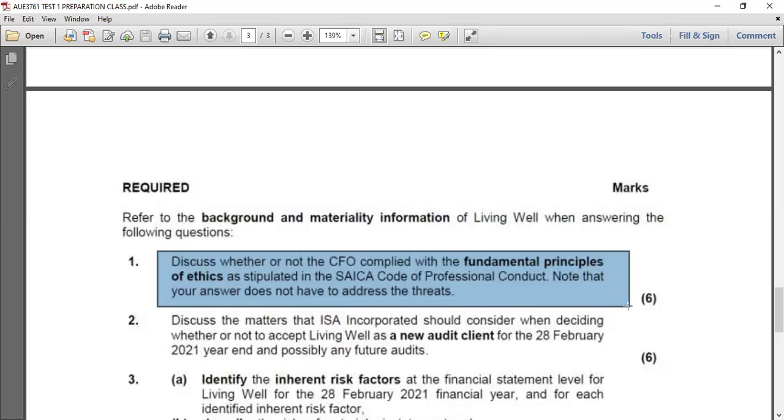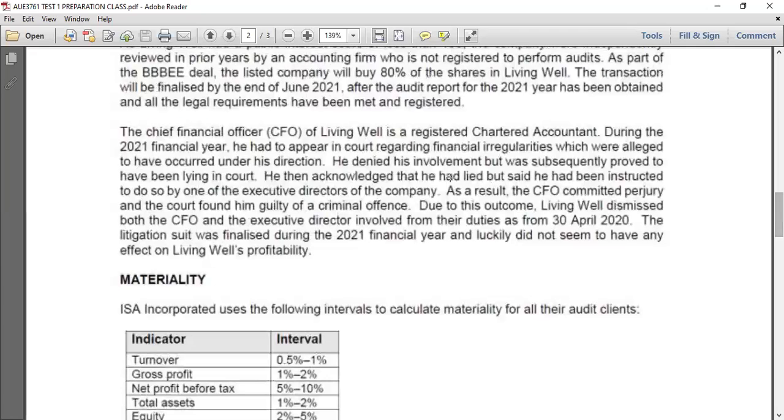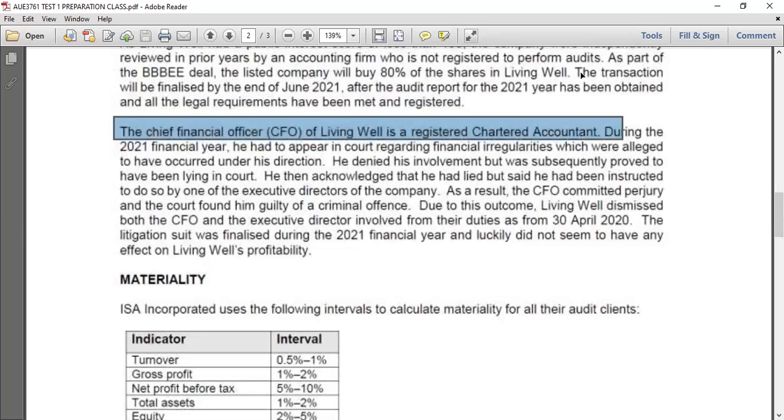If the CFO is a CA, that means the CFO will be bound by the what? By the fundamental principles according to the SICA conduct. So you will be bound if you are a registered CA. So normally when we're answering such a question, we start from checking whether the CFO is a registered chartered accountant. Now we read here that the CFO of Living Well is a registered chartered accountant. So that will be our first part that we talk about, right?